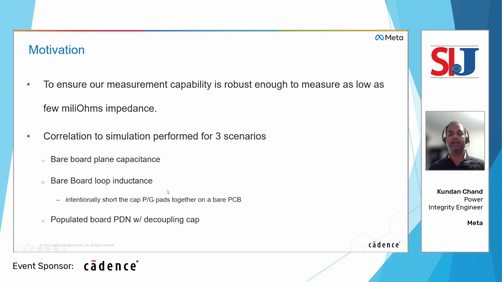And the third was finally we closed the loop with the populated board, where we had all the decoupling caps soldered onto the PDNs, but we did not have the SOCs or any chips soldered onto the board. So we were able to access the BGA pads, and we could easily access those pads and probe on them. Yeah, so these are the three correlation items we'll focus on.